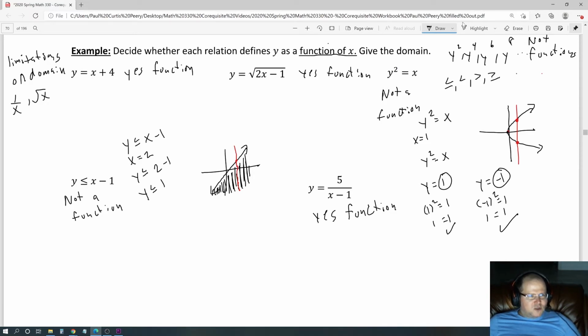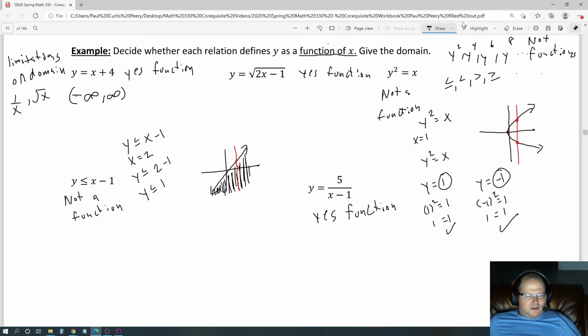Now, looking at the first one, do we have any variables in the denominator? No. Do we have any even radicals with the variable underneath the radical sign, a radicand, right? No. So we would say this doesn't have a limitation on the domain. So the default is, if it does not have a limitation, is that it is negative infinity to infinity. Okay, what about the next one?